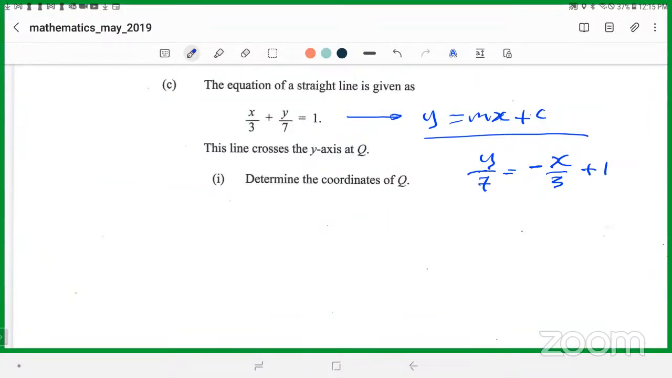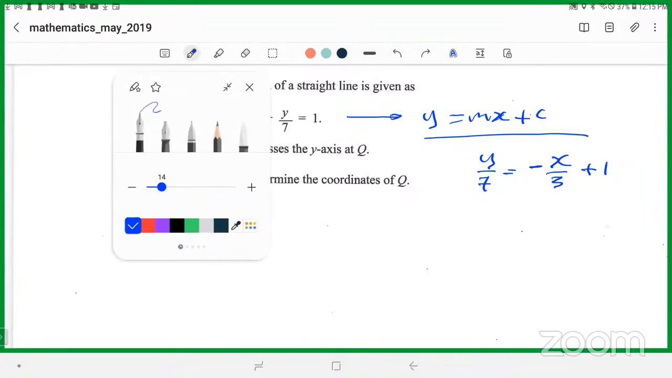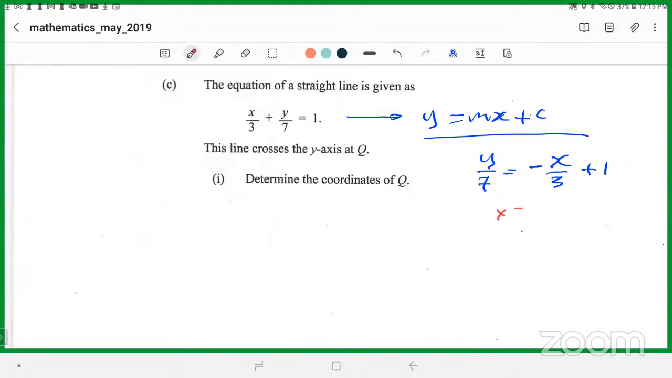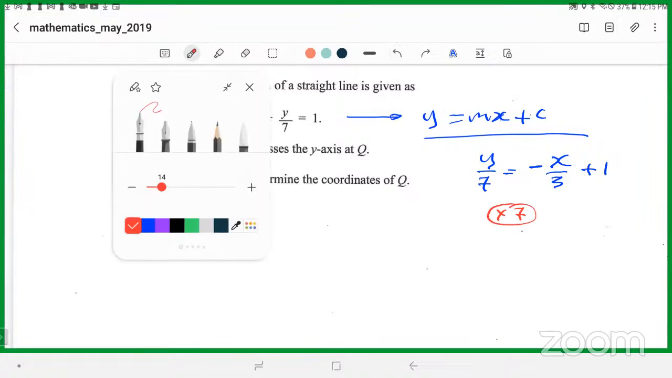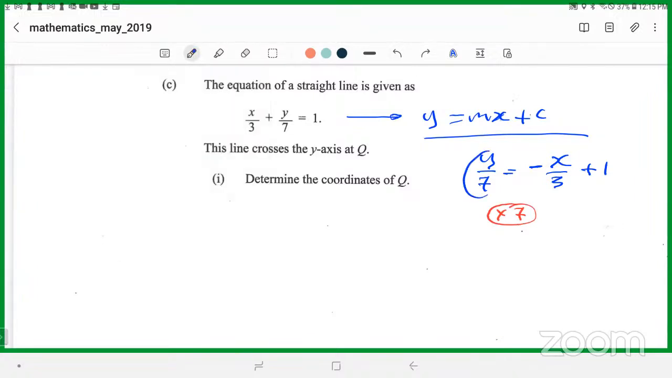Then to get rid of this 7 under here, I'm going to multiply everything through by 7. That will eliminate the 7 that is under here. When I multiply by 7, this becomes just a y, because the 7 is cancelled, equals, this becomes negative 7 over 3 times x. I'm writing it like that because I want to see the m. And this becomes 7. So I get a plus 7.